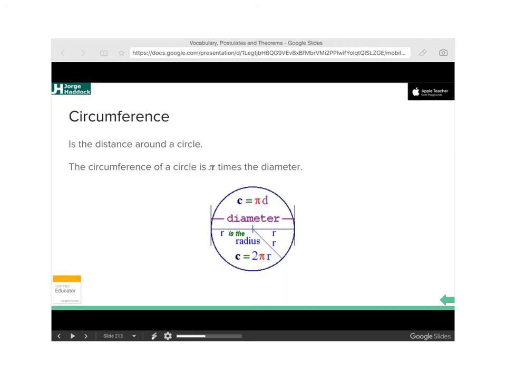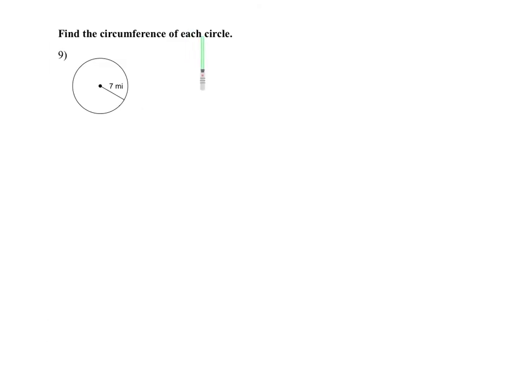So the circumference of a circle is like, call it the perimeter of any figure, the distance around that shape. So in this case, it's the distance around the circle. So the circumference, we have two formulas. If we have the diameter, it's pi times diameter, or 2 pi times the radius. Remember that 2 times radius is the same as the diameter. So let's see. I want to find the circumference, and we're going to keep it with pi. So in this case, the circumference here is 2 pi times 7. So this is 14 pi miles.